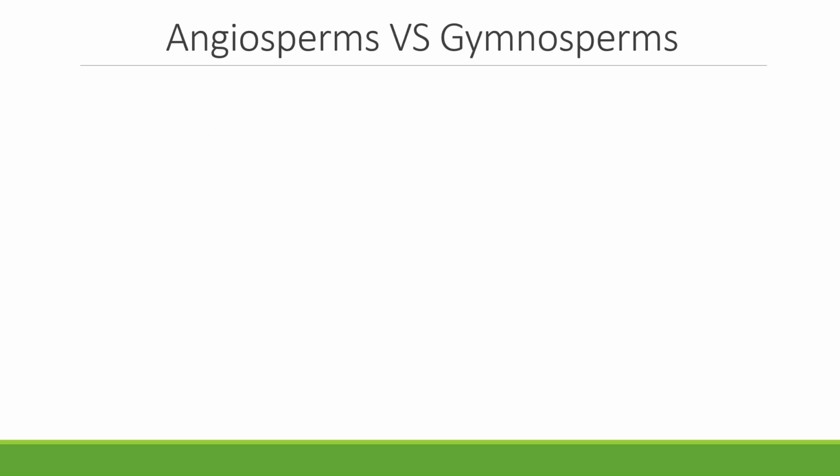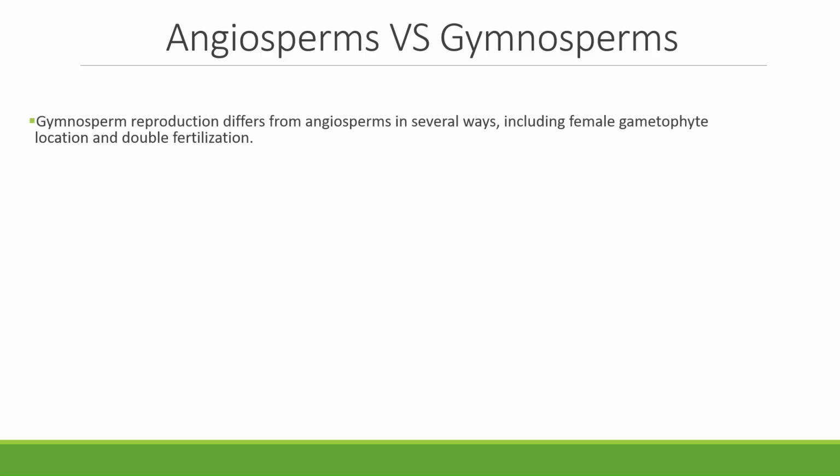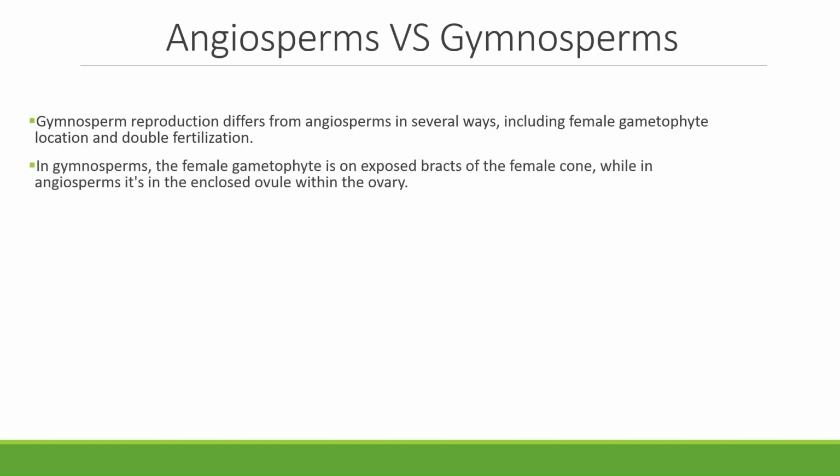Now we can directly compare the reproductive strategies of angiosperms and gymnosperms in order to highlight what makes flowering plants distinctive. Gymnosperm reproduction differs from angiosperms in several important ways. In gymnosperms, the female gametophyte develops on exposed what we call bracts. These are the little pieces of the female cone.